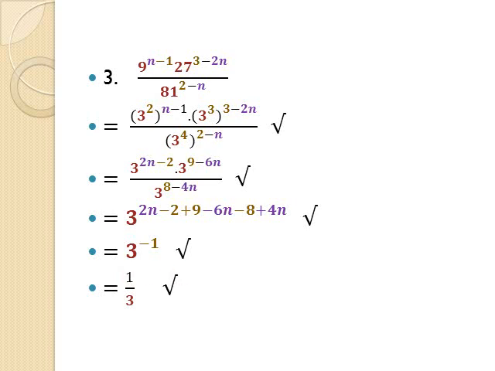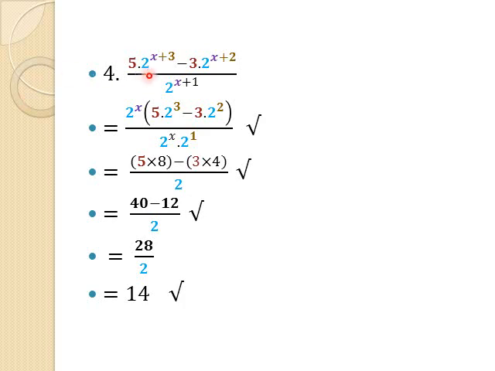Right, let's look at number 4. Now here they've given me 5 times 2 to the power x plus 3 minus 3 times 2 to the power x plus 2, divided by 2 to the power x plus 1. Because there's a plus or minus sign between terms, generally we are testing a common factor. So we look there: I have base 2, they both have 2 to the power x. So I can take out 2 to the power x as a common factor.